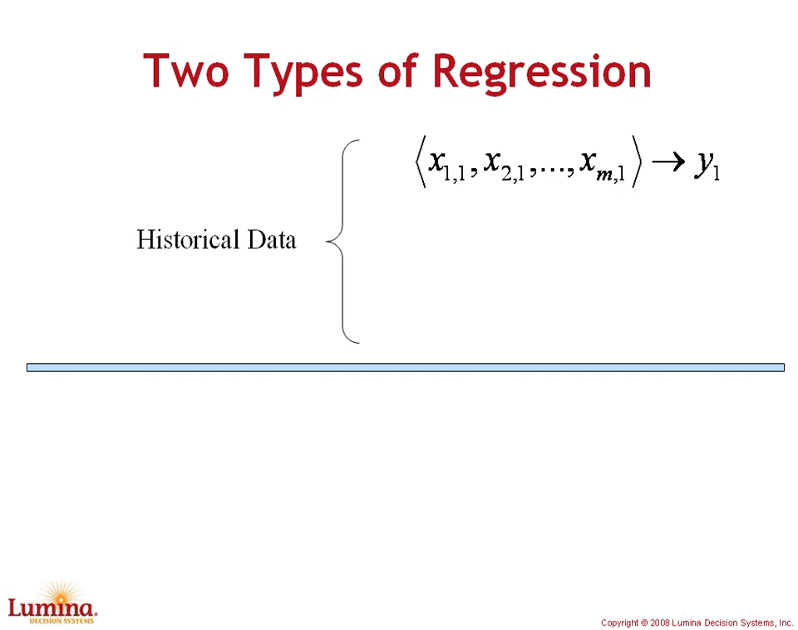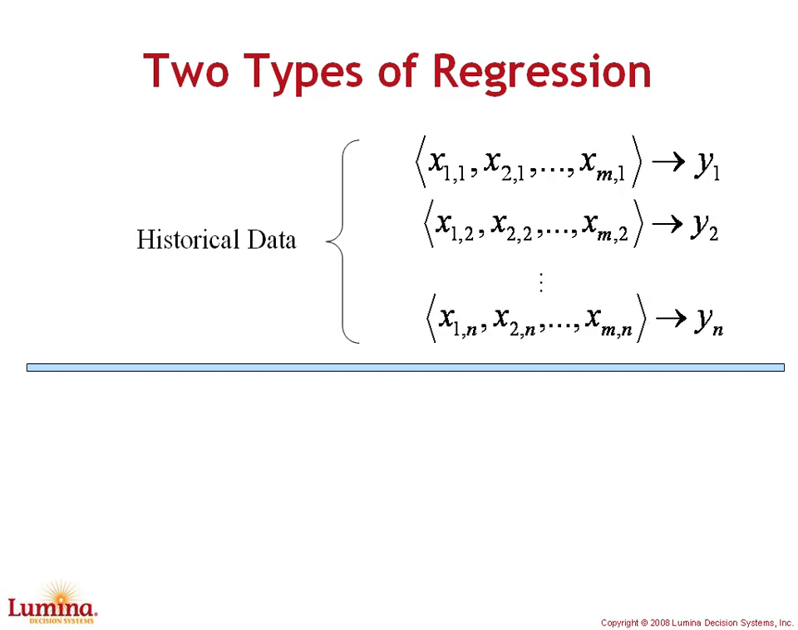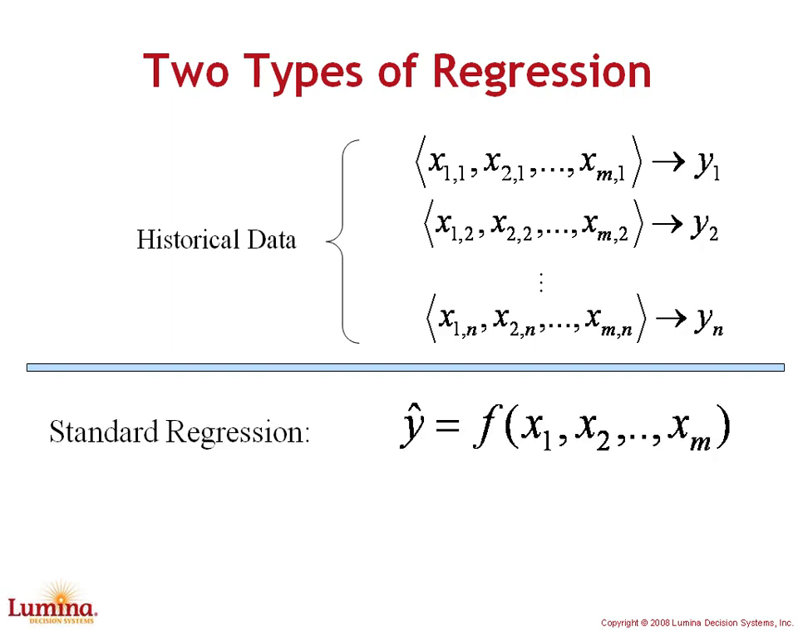Okay. So we observe these input variables, we observe this output variable. And that's one data point. And then we observe another observation, so now we have two data points, and so on, and we end up with n data points. And that's our input data set. Now, with standard regression, what we do is we fit a model to that historical data so that we predict the output, y, from those input variables.